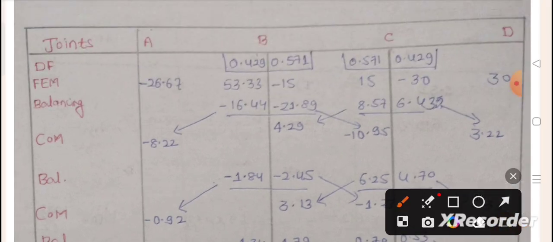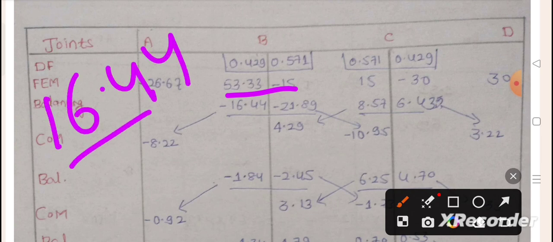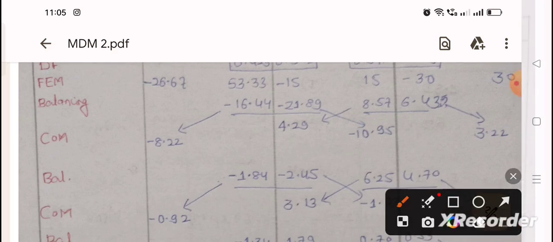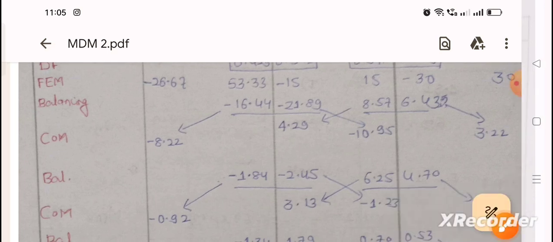So the addition of this 53.33 minus 15, that value should be multiplied with this 0.429. So 38.33 into 0.429, we are getting 16.44. So you are getting plus here. For balancing, it should be multiplied with a negative sign. So if you are getting plus, you have to write a negative sign. I am getting 16.44, so here I am writing minus 16.44. Same thing for the left side and right side also.